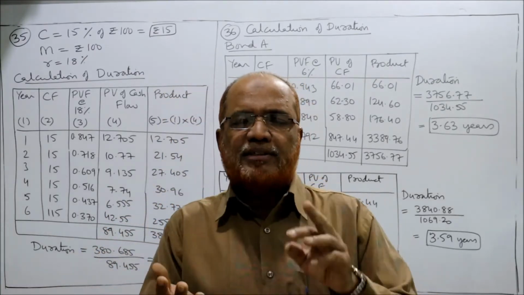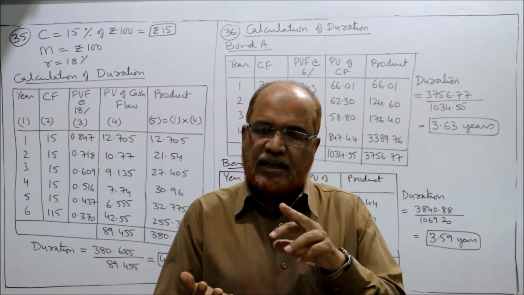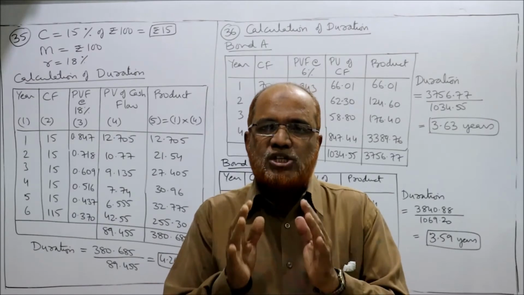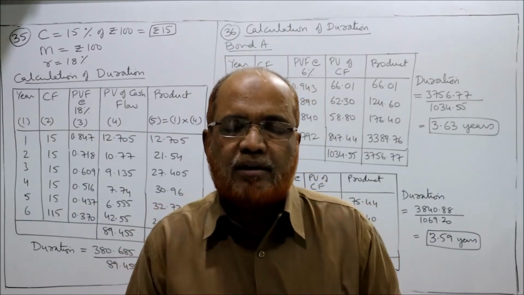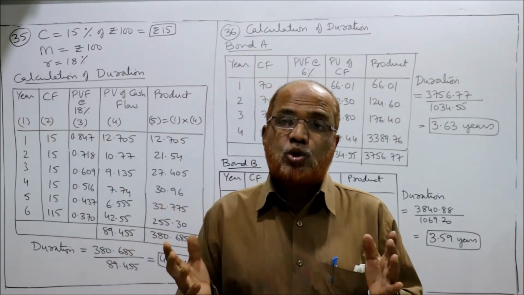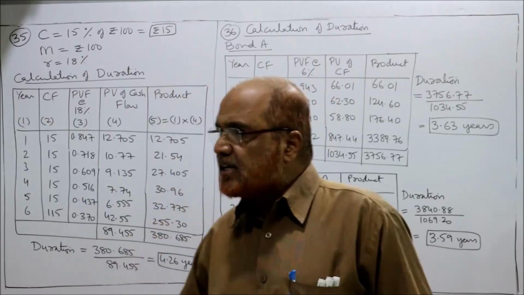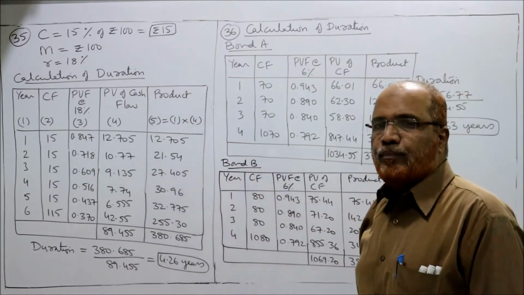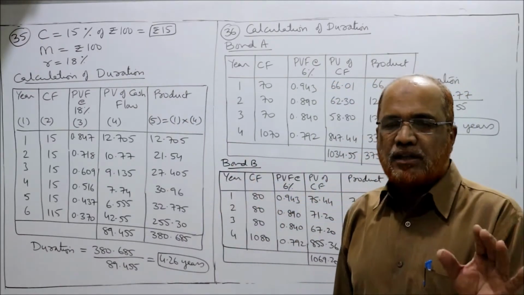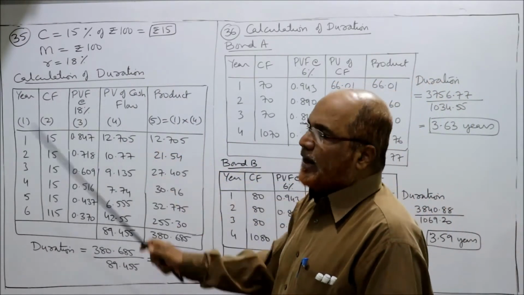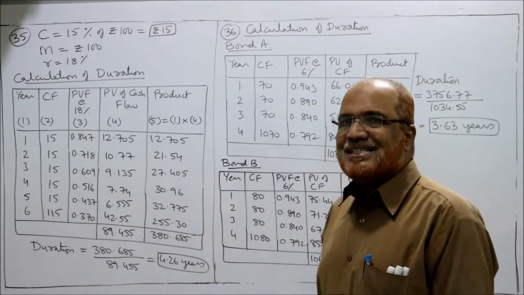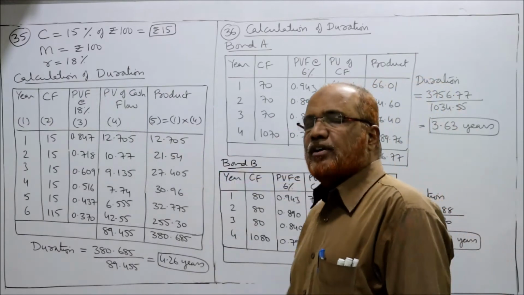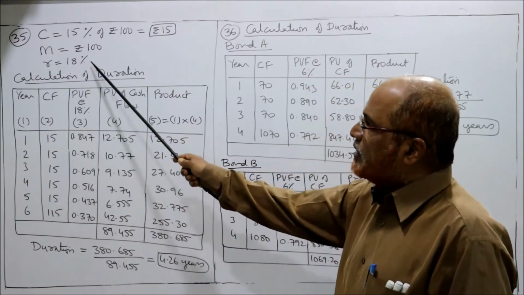In the previous problem we calculated the value of the bond, the YTM, and the volatility, but in this problem we are required simply to calculate the duration. Already we have done so many problems on duration. Same procedure you can see here. C is 15% of 100 rupees, so every year the investor will get 15 rupees. Maturity value 100 rupees. At the end of 6 years, the issuer will repay 100 rupees. And the required rate of return, yield to maturity, is 18%.